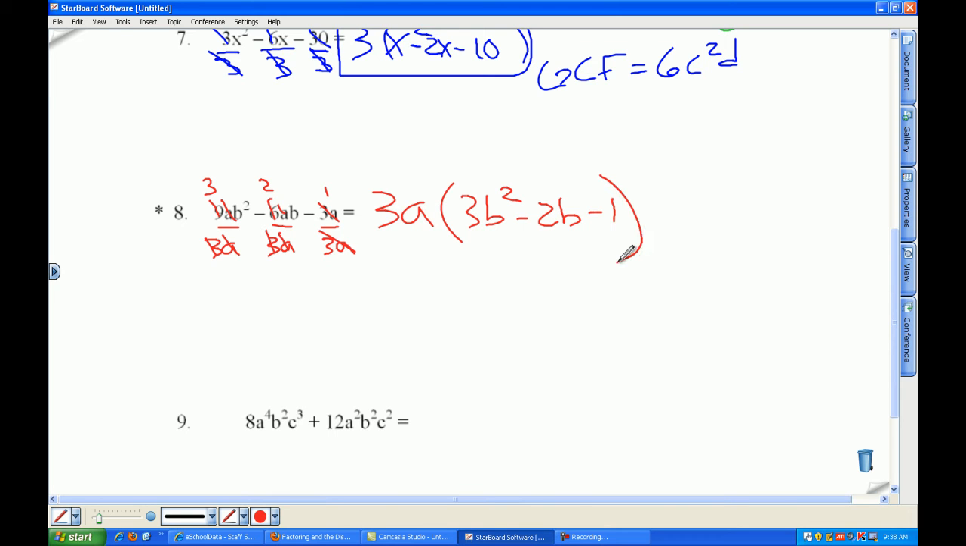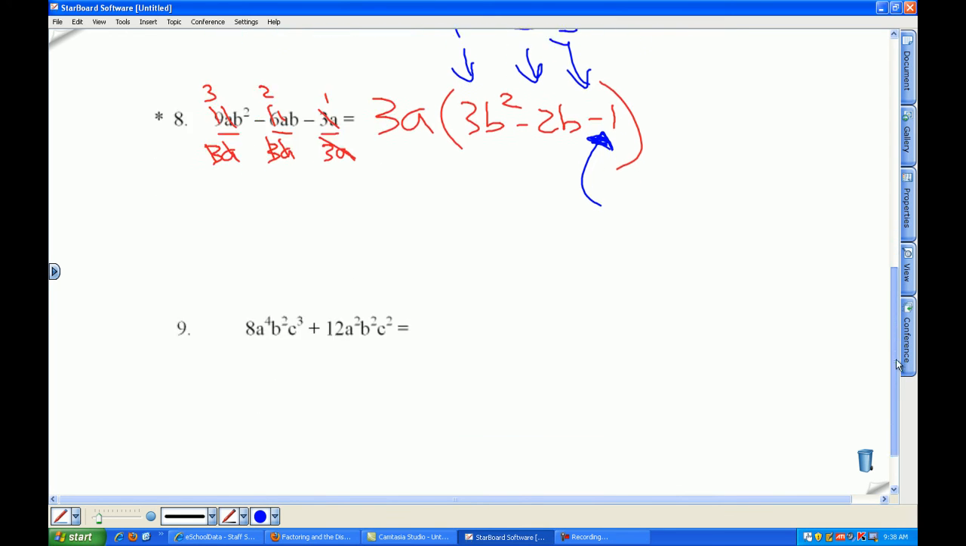The reason this has a star is because of this negative 1. You should actually always have the same number of terms in your parentheses as the original problem. 9AB squared is a term, negative 6AB is a term, negative 3A is a term. So the original problem had 3 terms, and you'll see our solution has 1, 2, 3. You can think of that negative 1 as a placeholder there, but that third term should be there.